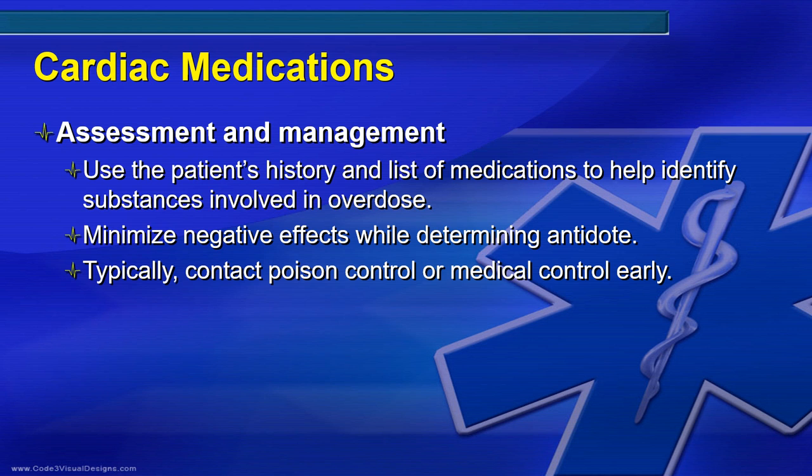Use a patient's history and list of medications to help identify the substances involved in the possible overdose. Very rarely do you see patients taking overdoses of cardiac medications to commit suicide, so oftentimes these are accidental. Your goal here is going to be to minimize the negative effects while determining the antidotes.